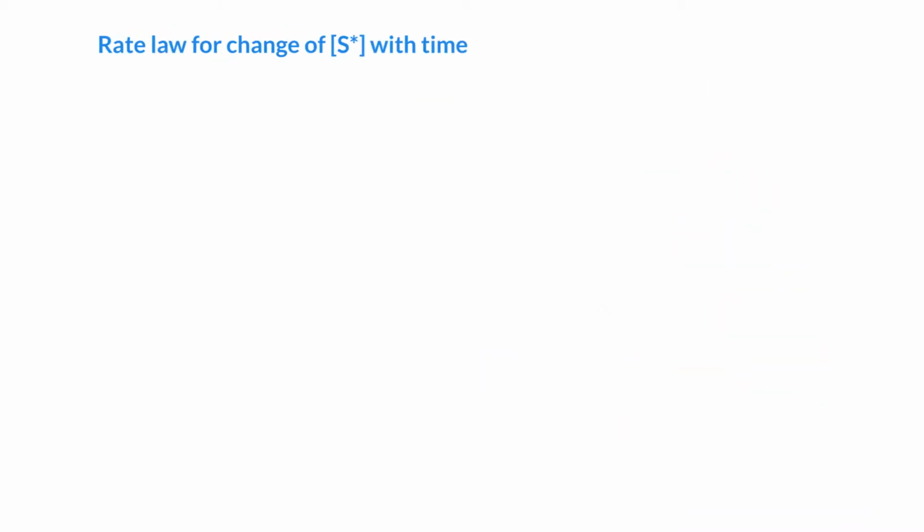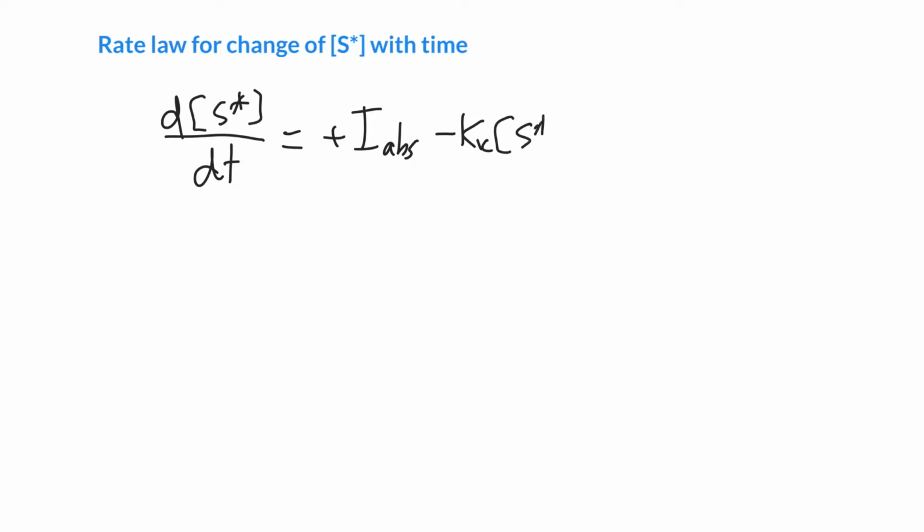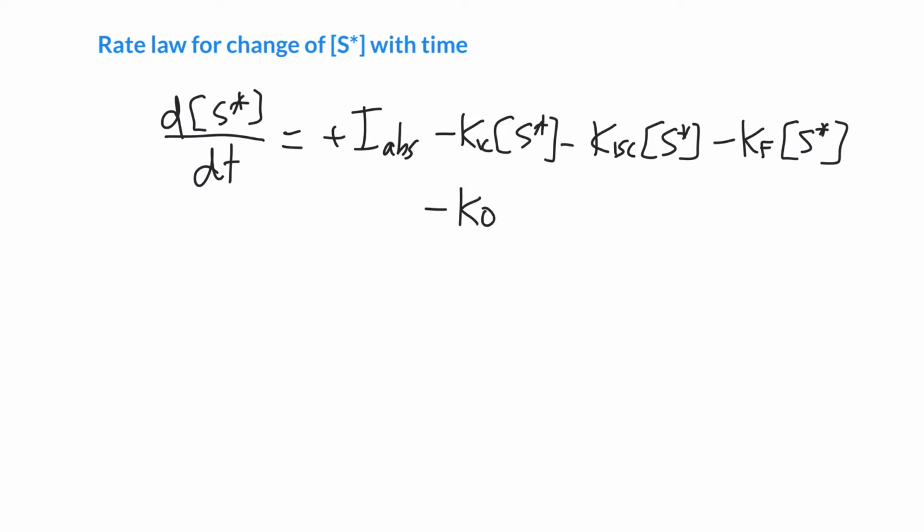So maybe we want to write a rate law for the rate of change of S star with time, so we can calculate the rate of change of that excited state with time. And well, we have only one thing producing it, and that is absorption of photons, and we have a whole bunch of things getting rid of it. So we've got internal conversion, and we have intersystem crossing, we have fluorescence, which is the thing that's easy to measure by the emission of light. And now we've got this quenching possibility. So we've got the quenching rate constant times the concentration of our quencher times the concentration of that excited state.